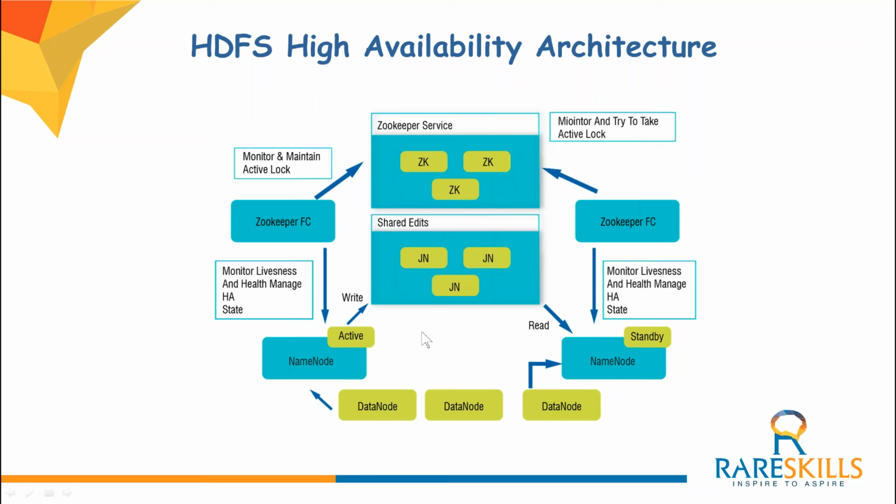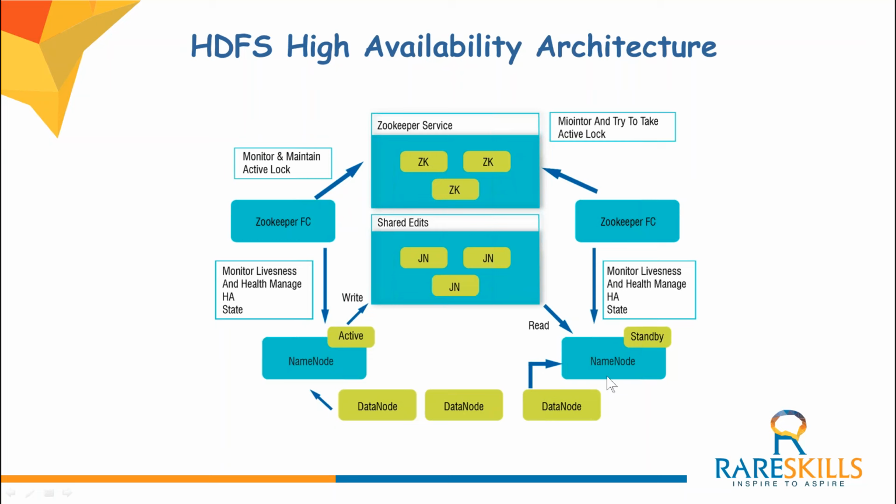There is another set of daemons called journal nodes. A journal node is a lightweight daemon which can run on a separate node, or it can also run along with the name node. The active name node writes all the metadata in these journal nodes, and the standby name node reads all that metadata and applies it to its own node.